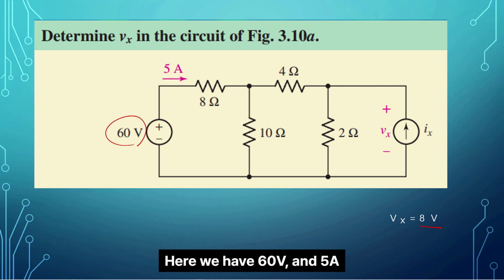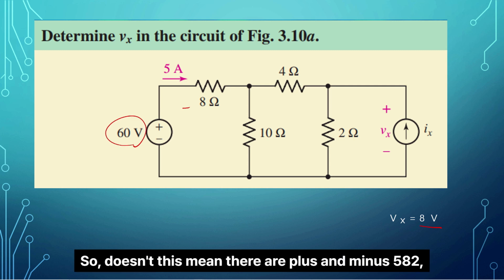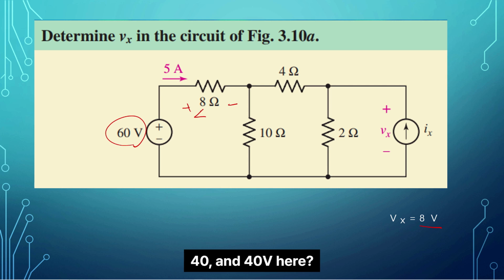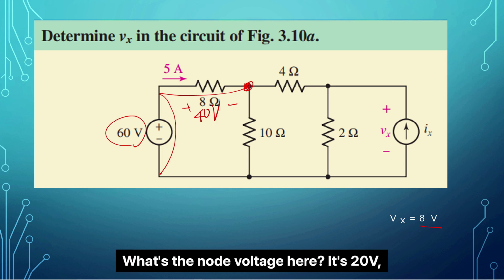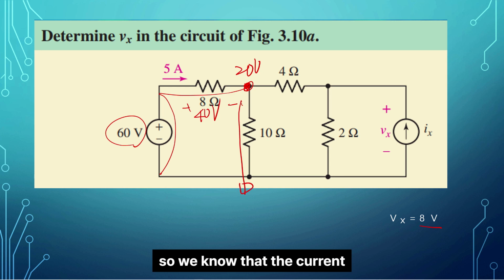Here we have 60 volts, and 5A is flowing through it. So, doesn't this mean there are plus and minus 40 volts here? So from here, it's minus 40. And since this is plus 60, what's the node voltage here? It's 20 volts. So we know that the current flowing this way is 2A.